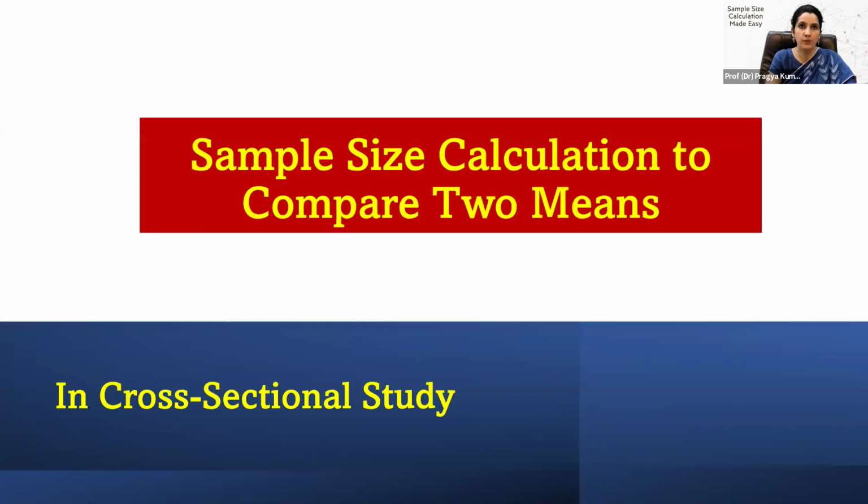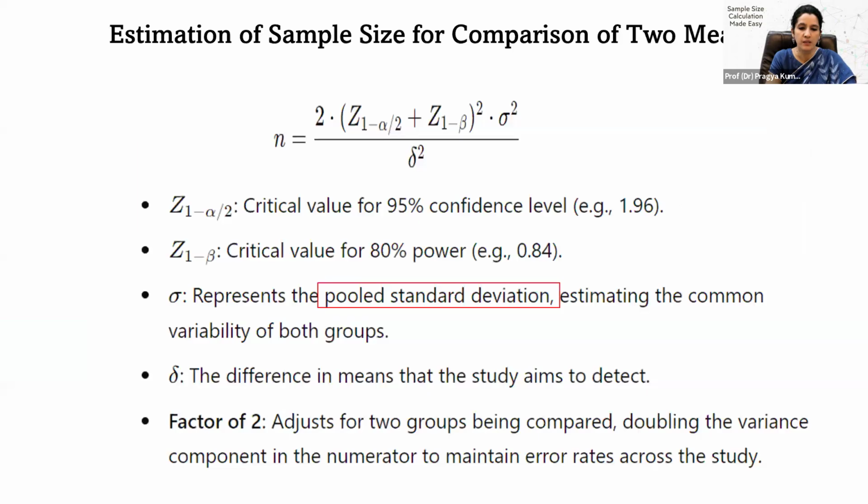Now coming to the calculation for two means. So this is the sample size formula for calculation of two means. Here you will see it is multiplied by 2 because there are two arms. This is Z1 minus alpha, Z1 minus beta. This sigma is your standard deviation, the pooled standard deviation. And this delta square is the difference of means that the study aims to detect.